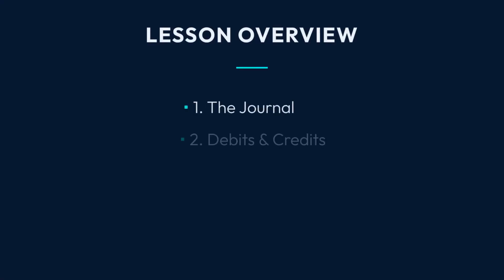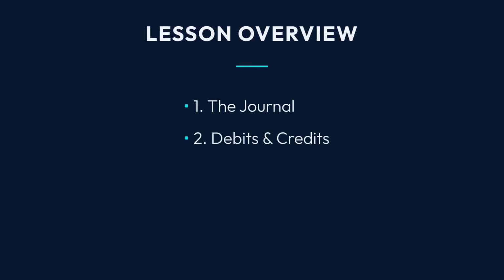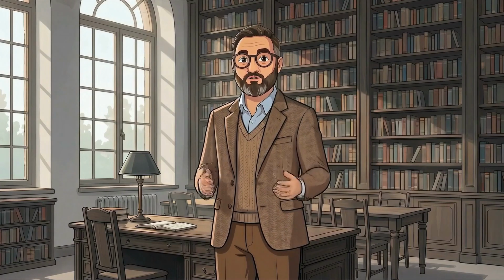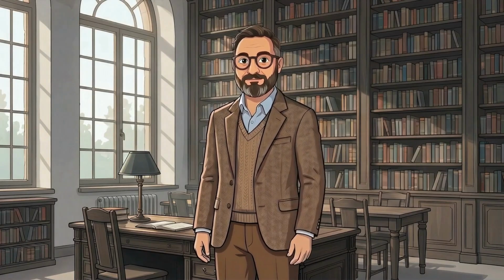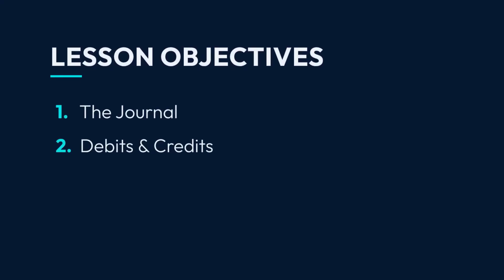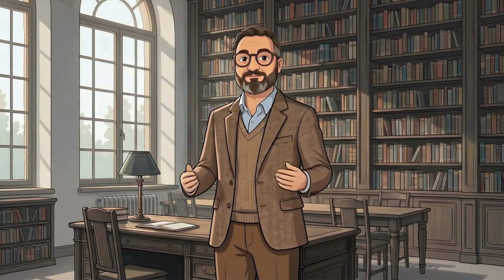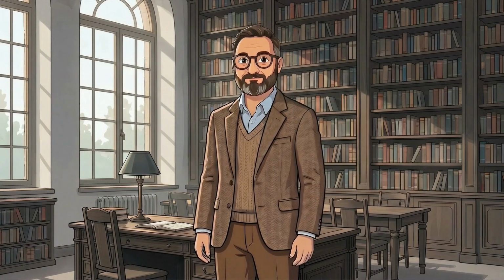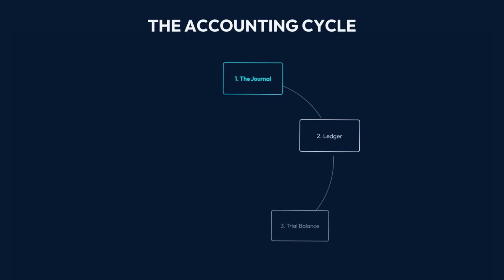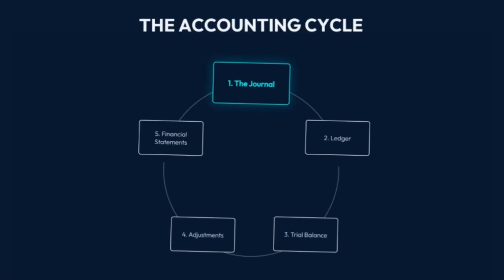We're continuing our lessons on financial accounting, and in today's lesson, we're going to learn about the accounting journal and the rules of debits and credits. In a previous lesson, we talked about the accounting cycle, which is the series of steps a company takes between recording transactions and preparing the financial statements. Remember that the first step in that process is recording transactions in the journal.